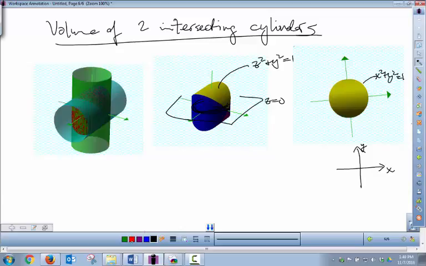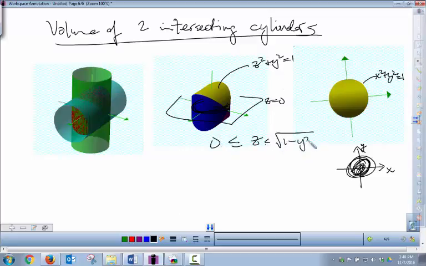And then if we look at that in terms of r and theta, we just see that r goes from 0 to 1, theta goes from 0 to 2 pi. So let's summarize what we have. We have a z set of limits going from 0 to the square root of 1 minus y squared. We have r going from 0 to 1 and theta going from 0 to 2 pi.